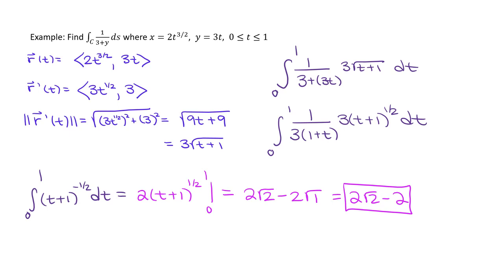Okay, so the concept behind computing these line integrals is we are going to rewrite our function in terms of t. We're going to find our magnitude of r prime and replace the ds with magnitude of r prime dt. So we're going to get this integral in terms of t.